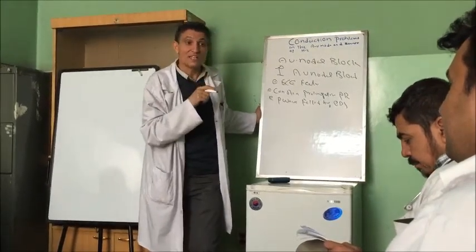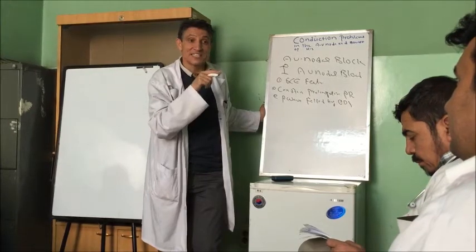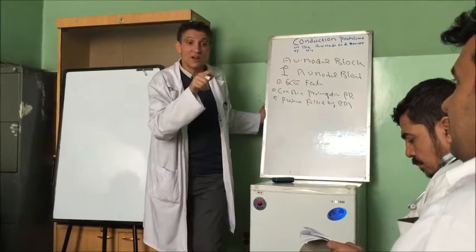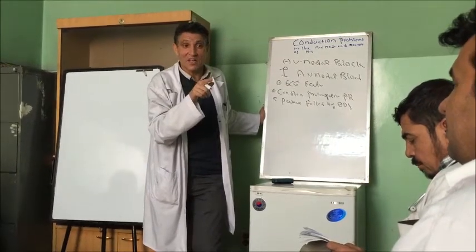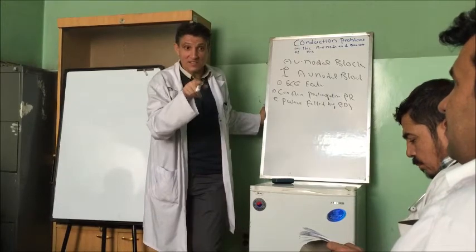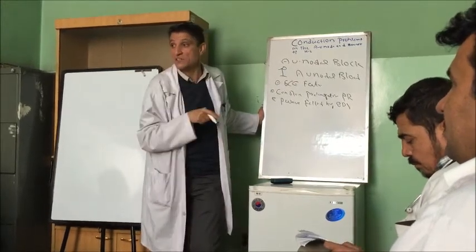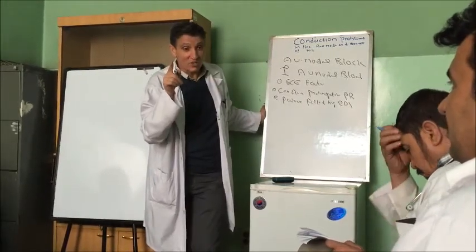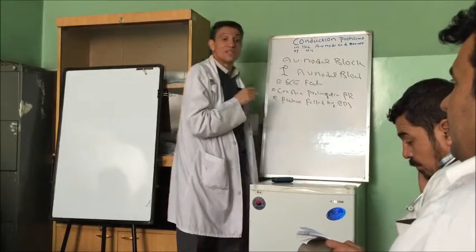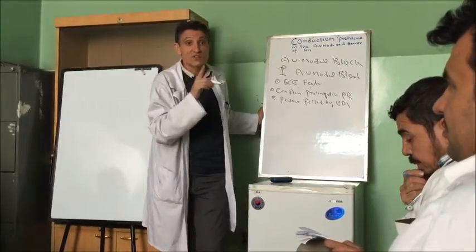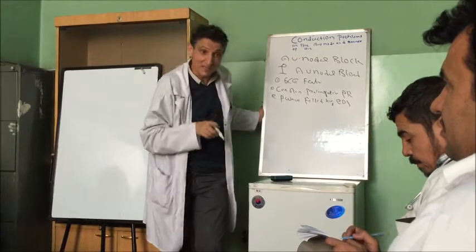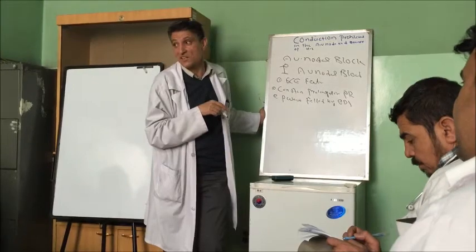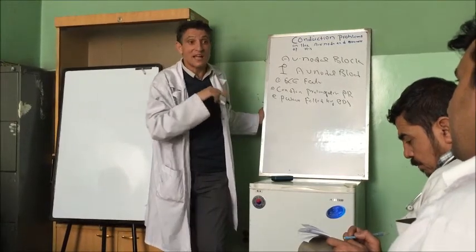In the SA nodal block, the electrical impulse which is generated in the SA node has a problem when it comes into the atrium, so it may not lead to depolarization of the atrium. When the atrium is not depolarized, the impulse does not pass into the AV node to depolarize the ventricle. So one beat is dropped in the patient with SA nodal block. But in the AV nodal block, the P is produced, but it has a problem passing through the AV node and leading to subsequent ventricular contraction. This is the difference between the SA nodal block and the AV nodal block.